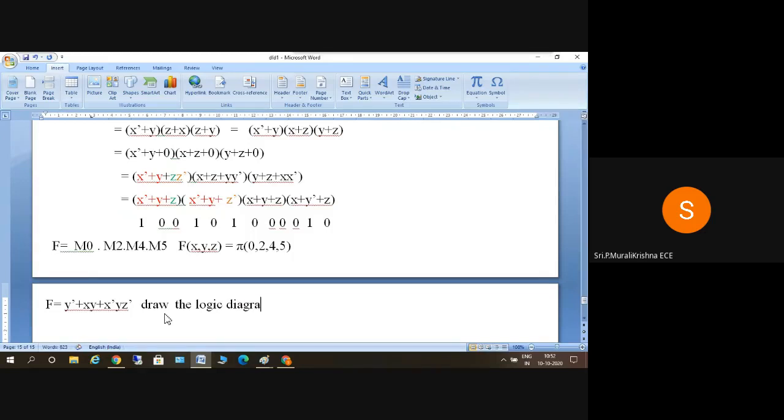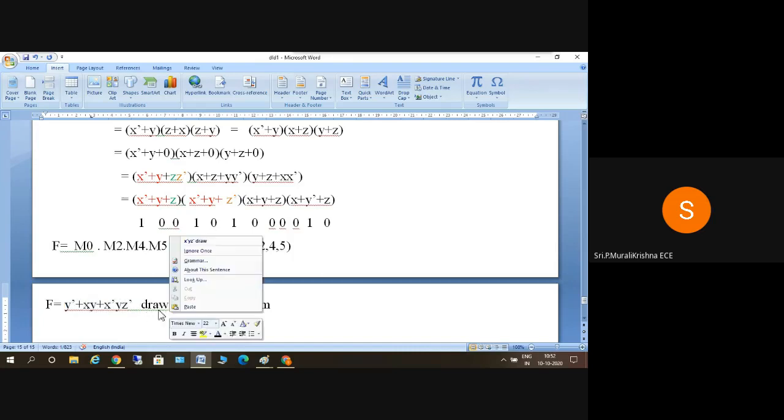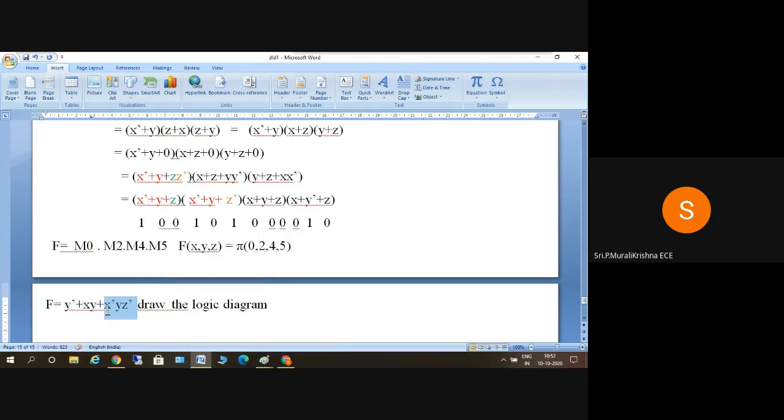First of all, identify how many products and how many sums there are here. What is this equation called? It is a sum of products. So we have to identify the product terms here. This is one product term, this is one product term, and this is another product term. The x bar is also a product term here, because I will take it as a single input. Totally we'll be having three product terms.